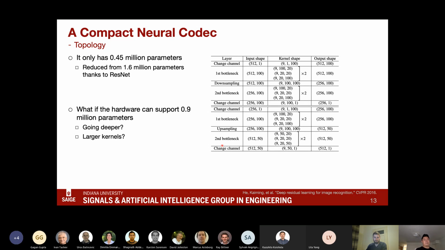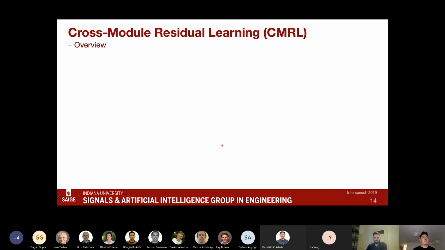Now, the question is, what if the hardware can handle a larger model? Say it can support 0.9 million parameters, not 0.45. How can we achieve better performance or scalability here? The default way is to enlarge the kernel or make the model go deeper, which is not fun. We have a better solution, which is called cross-module residual learning.